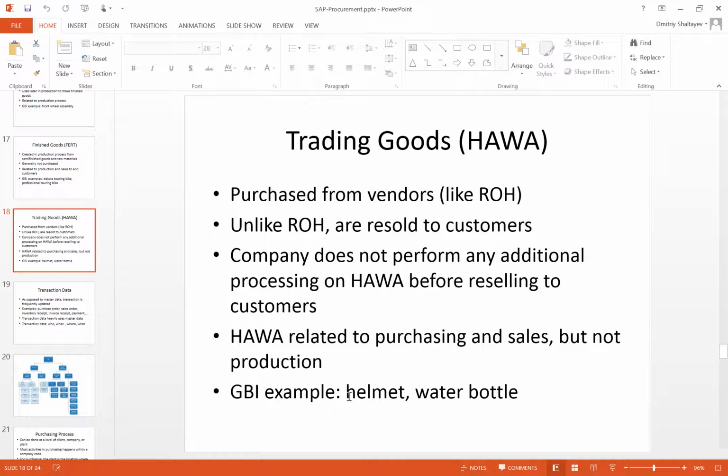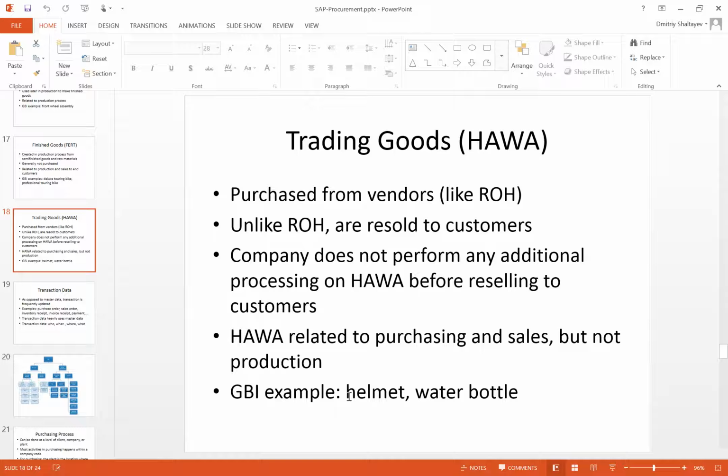For example, if I have a supplier of helmets, then I just buy a bunch of helmets from them. I keep them in the warehouse, and my next customer, like a small bike store, for example, can order, let's say, 5 mountain bikes from me, and also they will order 25 helmets. So I'll take helmets out of my trading goods storage and sell them to the customer.